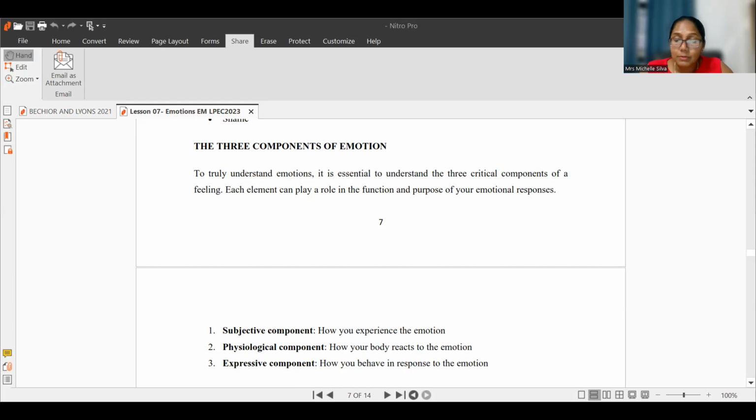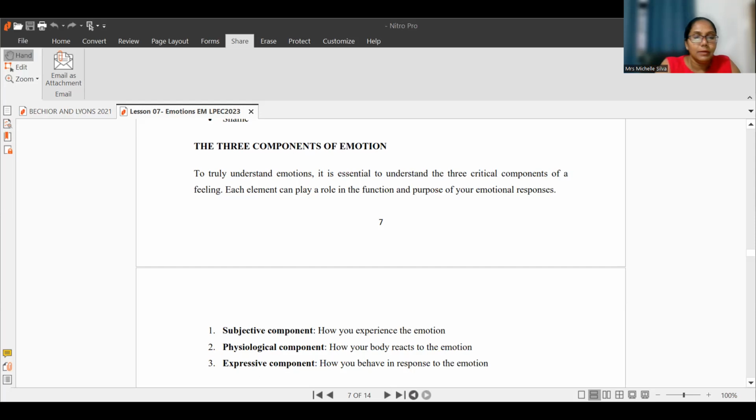Then the other one is the expressive component. So how you behave in response to that emotion. How you express that emotion to others also really matters. Let's say sometimes because of sadness, people are crying. Sometimes because of happiness, people are dancing. So those physical responses, the way people try to express their emotion, may be totally different from one person to another.